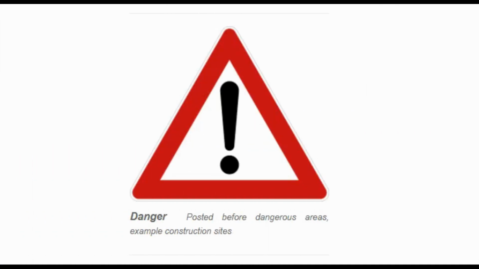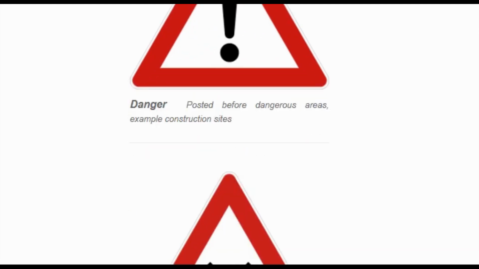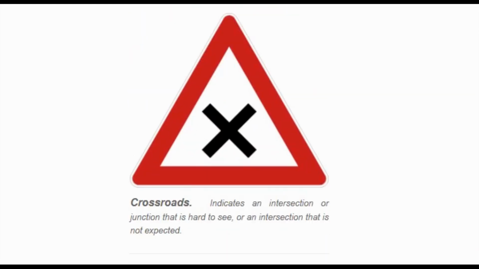The first one is the danger sign. This is posted before dangerous areas. Example, construction site. The next one, crossroads, indicates an intersection or junction that is hard to see, or an intersection that is not expected.